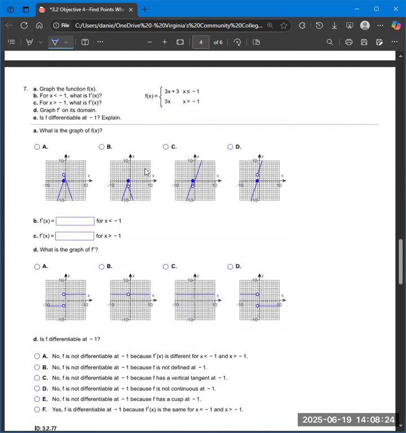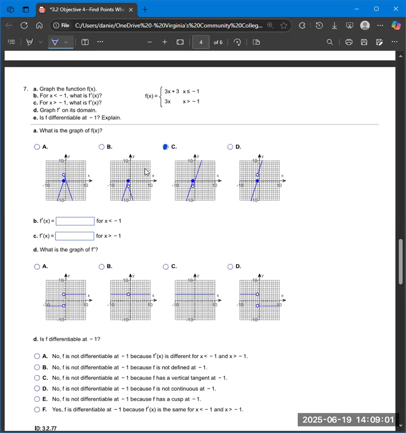All right. Now we have 3x plus 3 when x is less than or equal to -1, and 3x when x is greater than -1. So we should have parallel lines here with slopes of 3, and we should be going up to -1, 0, and then starting at -1, -3, and then going up from there. So that is actually C.